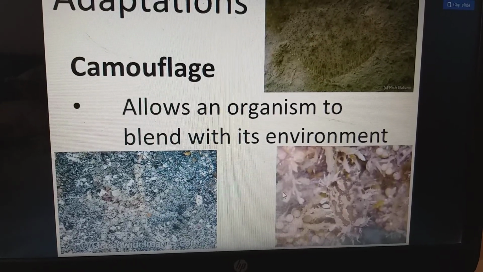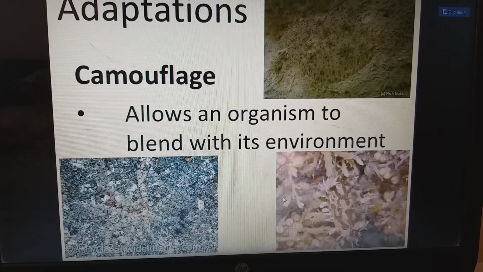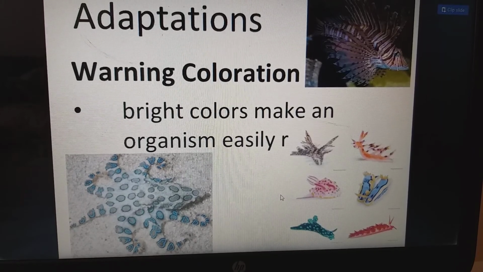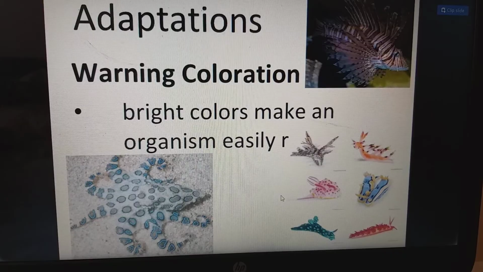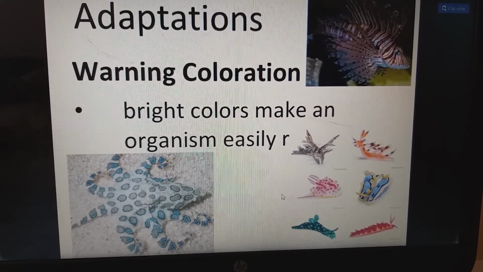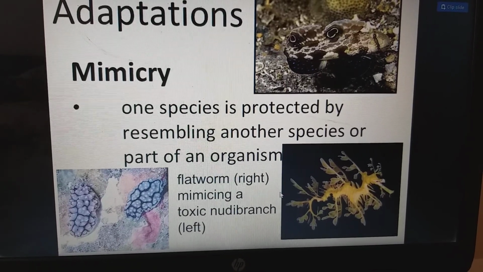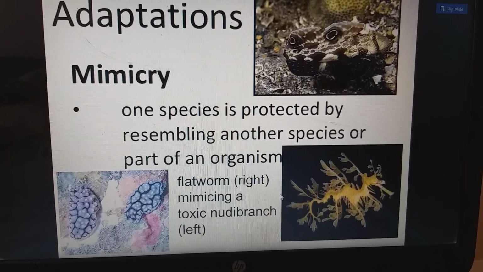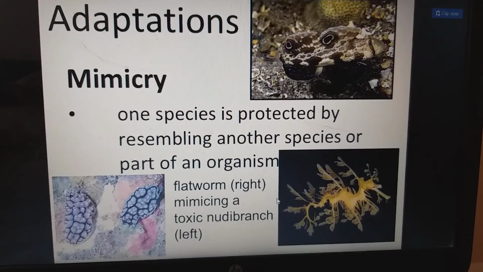Camouflage allows an organism to blend with its environment. We call it camouflage. It is also a type of adaptation. Warning coloration. Bright colors make an organism easily recognizable. So bright colors of an organism, we call warning colors. Mimicry. One species is protected by resembling another species or part of an organism. For example, this flatworm is mimicking a toxic nudibranch.